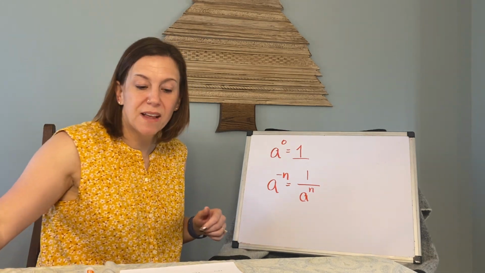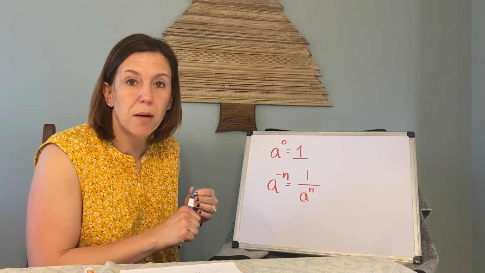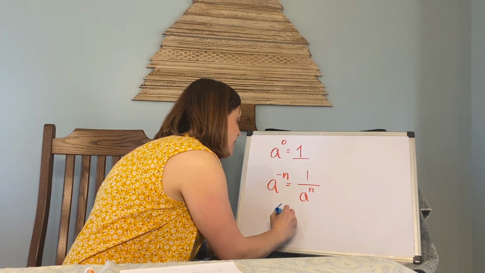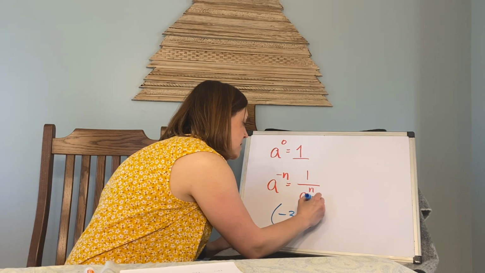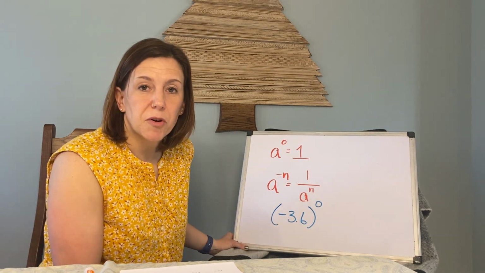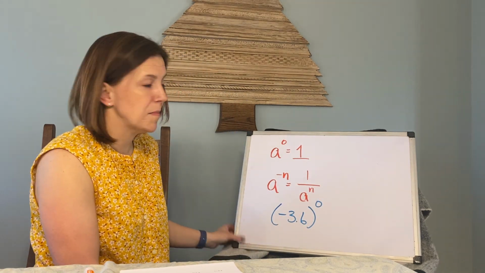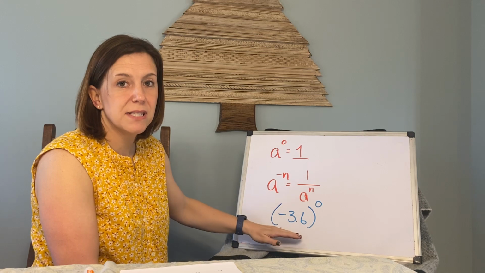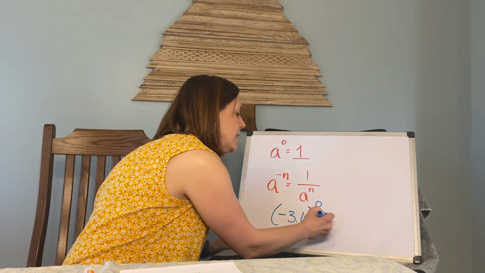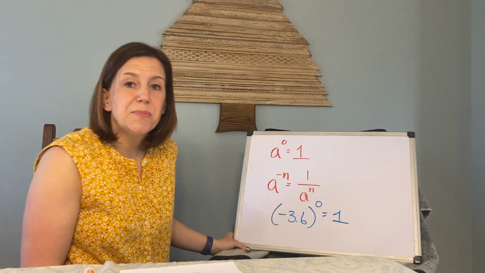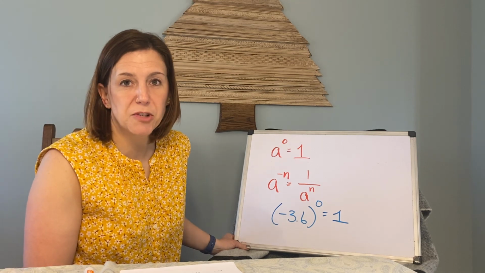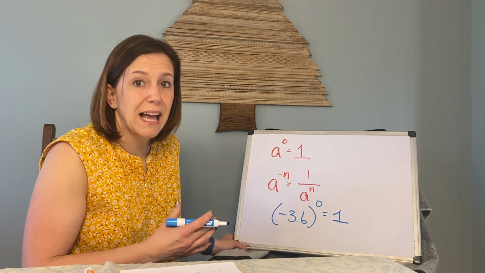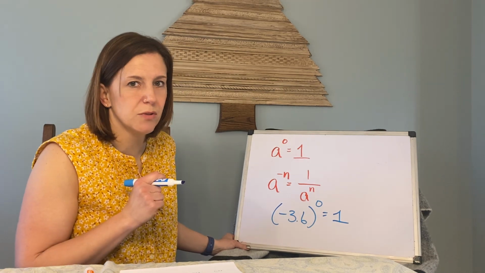Okay, our next example is letter B in problem 1. In this case, we have negative 3.6 raised to the 0 power. Remember our first rule? Anything besides 0 raised to the 0 power is 1. Those are nice because if I recognize right away that my exponent is 0, I actually have to do no work at all. It equals 1.